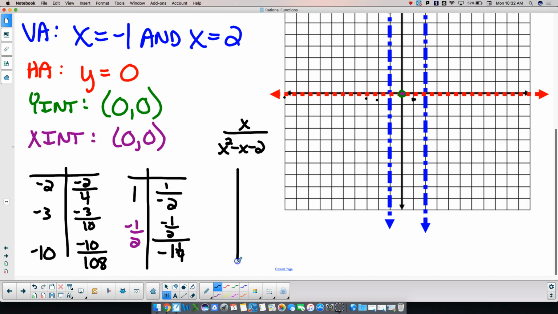And then we've got the third section, which is going to be 3 and 4 and 10. If I put 3 in there, I get 3 over 9 minus 3 minus 2, that's 4. If I put 4 in there, I get 4 over 16 minus 4 minus 2, which is 10. And if I put 10 in there, I get 10 over 100 minus 10 minus 2, which is 88. So that's here, and there.